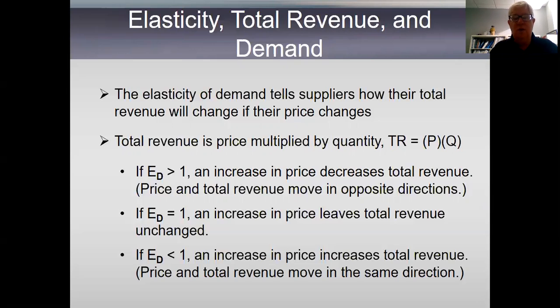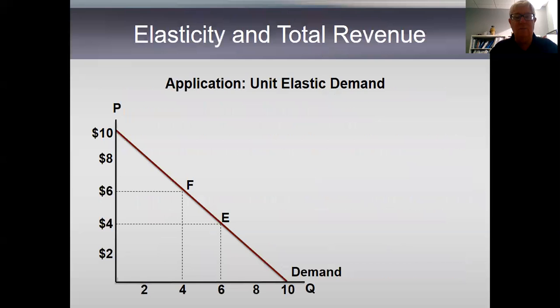So if you have a good that has a lot of substitutes and you want to increase revenue of your firm, the trick is to lower your price, not raise your price. But if your good is one that has very few substitutes and you want to increase revenue, the trick is to increase price, not lower price, to get an increase in revenue.